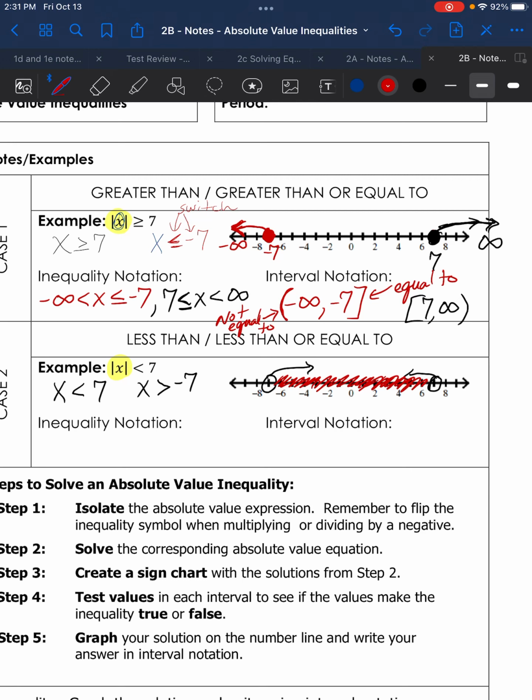And then now our inequality notation is from -7 is the smallest number, x, and the biggest number is +7. So that is our inequality notation. Let me rewrite this again a little bit better. So -7 is less than x, which is less than 7.